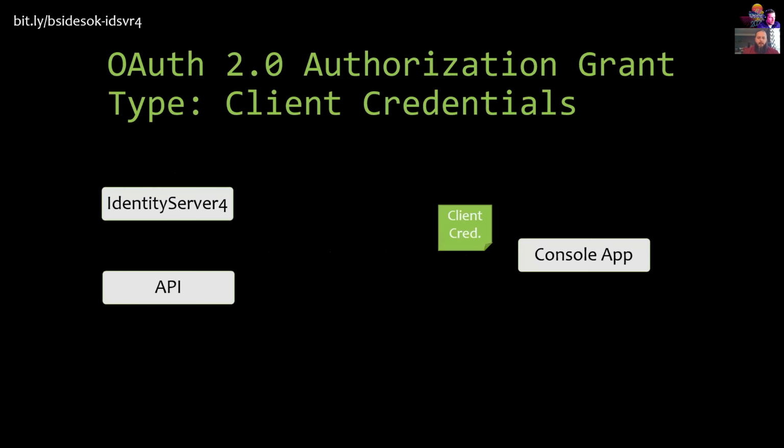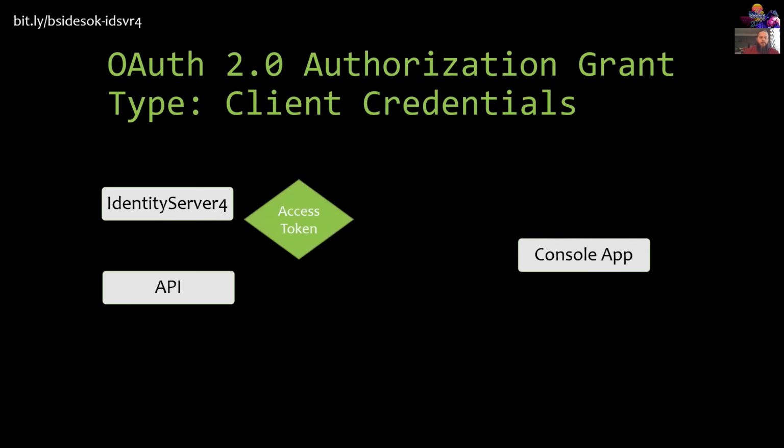Now, here's a simple walkthrough of what's going to happen. It's going to start off with the console application having client credentials. What this means is it's got a client name and a client secret. It will then present that information to the identity server. The identity server will validate the information. It's going to check more things than that as well, but that's the main thing you need to keep in mind.